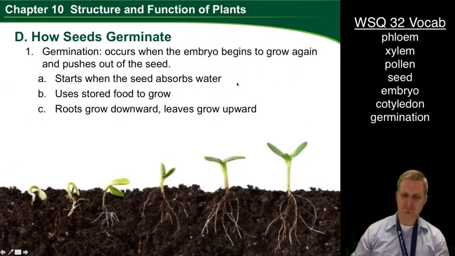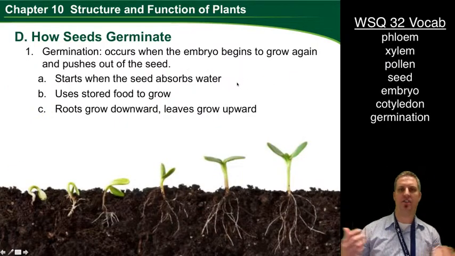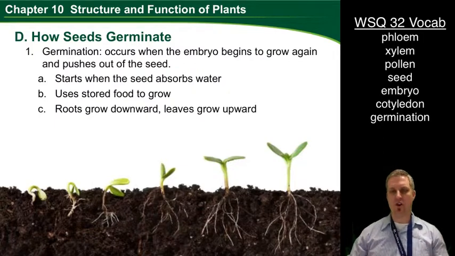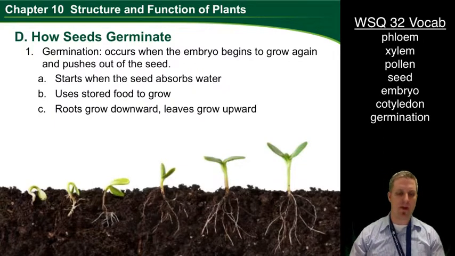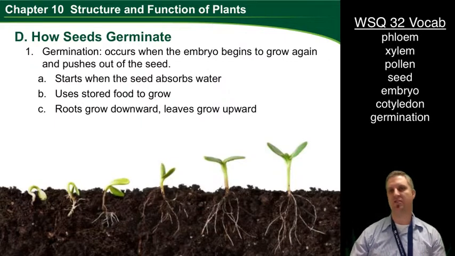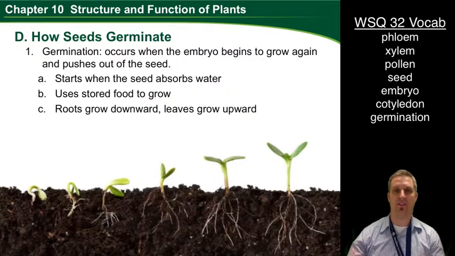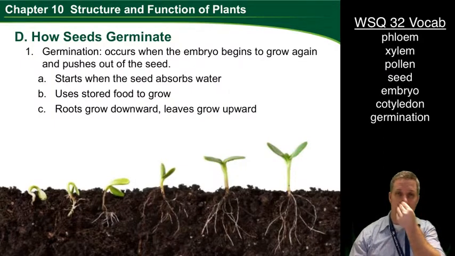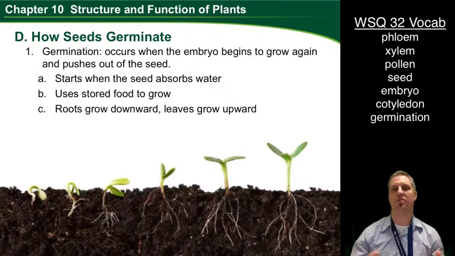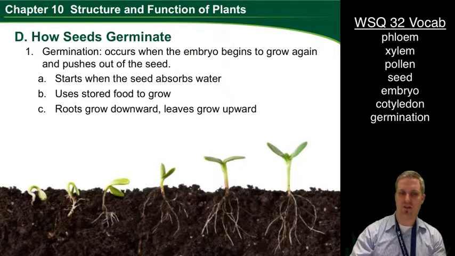Last thing we're going to talk about today is just how do seeds germinate. If you go and buy a seed packet, on the back of the packet it'll have a germination time. It'll say 70 days or 10 days or 5 days. A lot of times they'll say 10 days till germination and 70 days until harvest. What germination is, this occurs when the embryo begins to grow again and pushes out of the seed. When it says 7 days till germination, that means from the time you plant that seed in the ground and water it, it should take 7 days before that seed breaks through the soil.